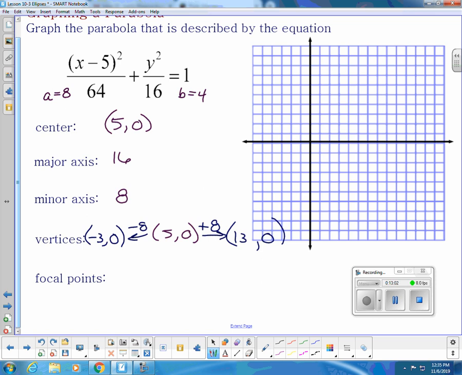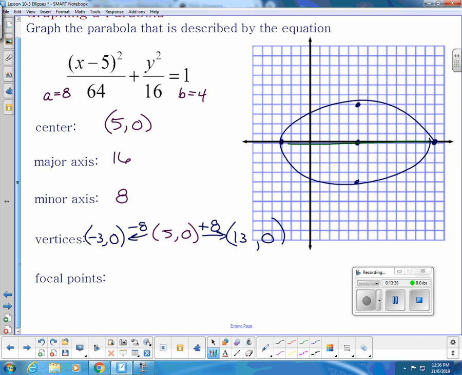So you're just moving back and forth, left to right. So that means you're affecting your X. You can always graph it. You can see that too. 1, 2, 3, 4, 5, 6, 7, 8 puts me at 13, 0. And negative 3, 0. Focal points. How many am I going to go up and down? 4? Our B value. So that's my ellipse. My focal points are somewhere along this major axis.